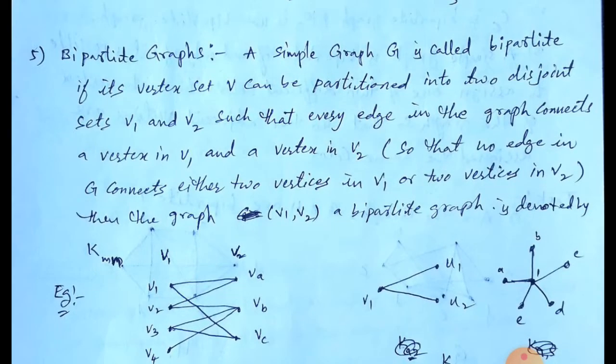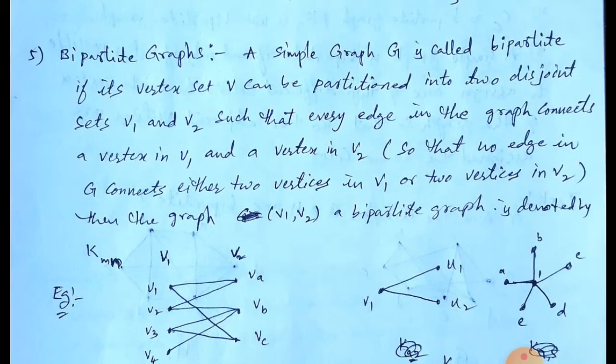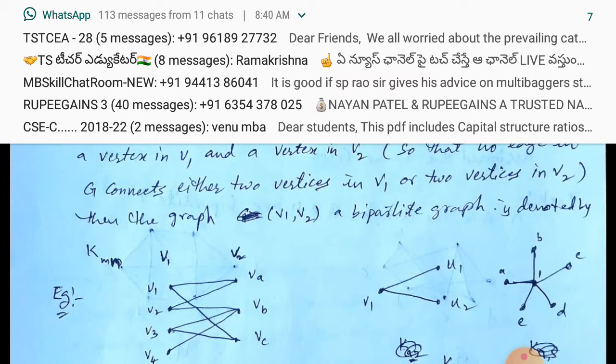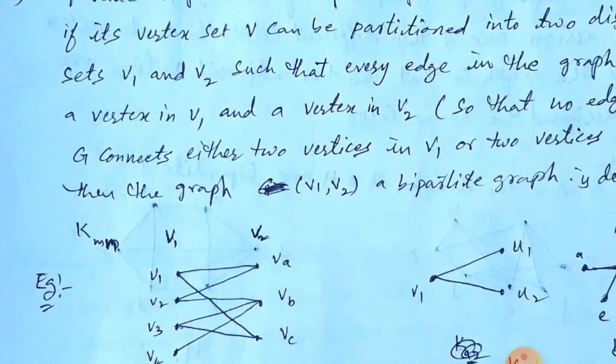Now observe the bipartite graph. Now a very important graph is this one. A simple graph G is called bipartite if its vertex set V can be partitioned into two disjoint sets. We have to divide the total number of vertices into two sets, V1 and V2, such that every edge in the graph connects a vertex in V1 and a vertex in V2. That means we are dividing the vertices into two sets.